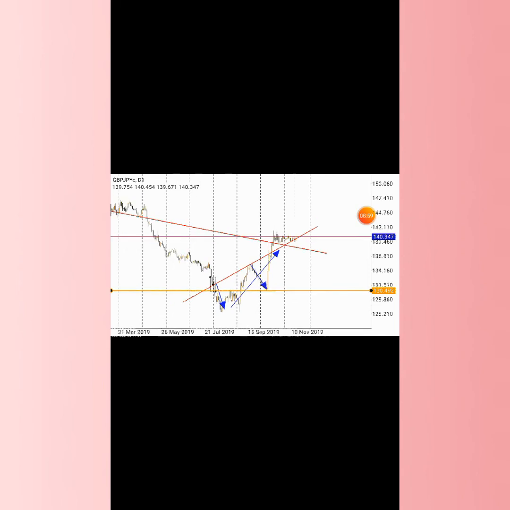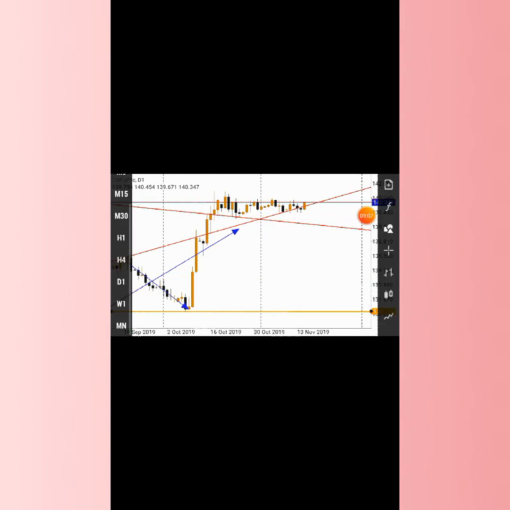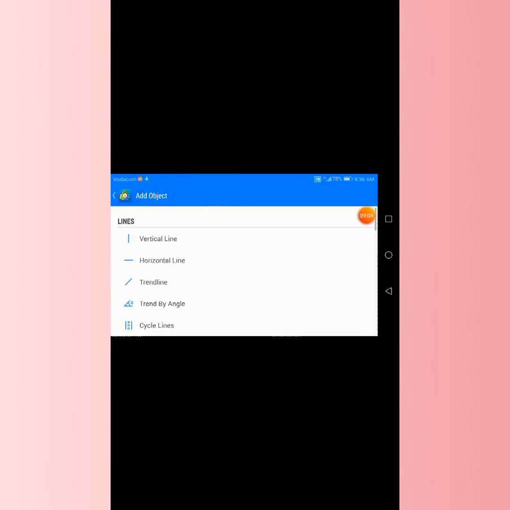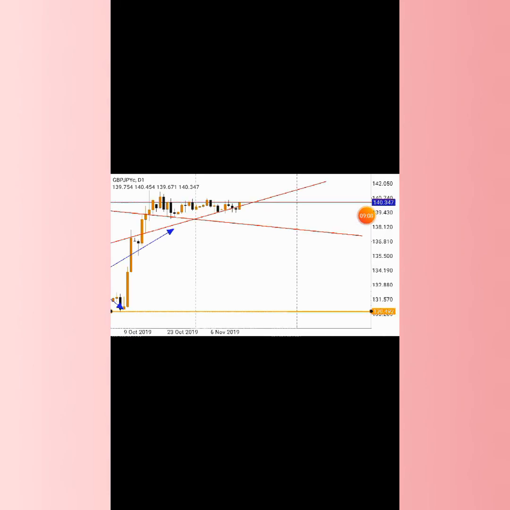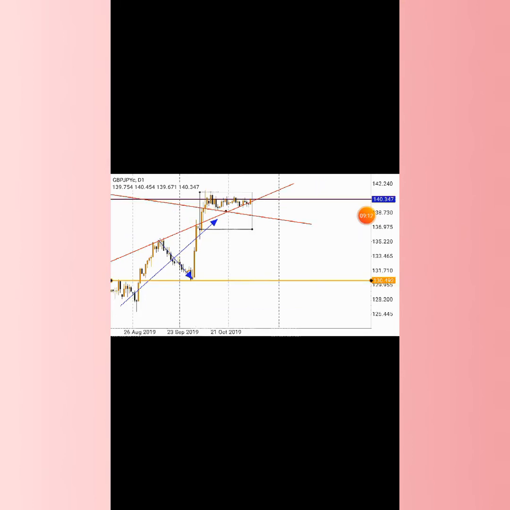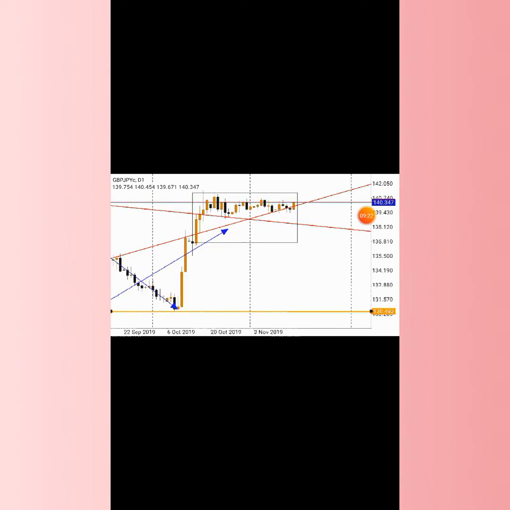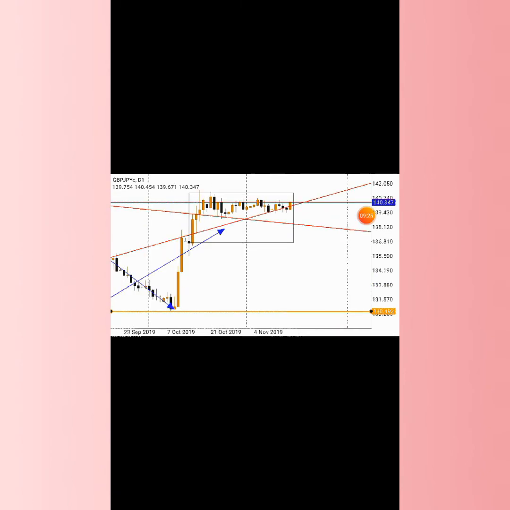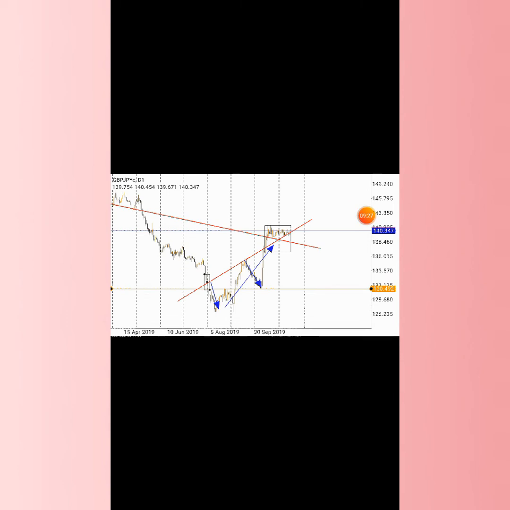Now that we have a breakout which is around here, this is a breakout zone. Now that we have a breakout, after every breakout there should be a retest. So we can see our pair is retesting around this zone. It's retesting and retesting. There's a lot of ranging here.